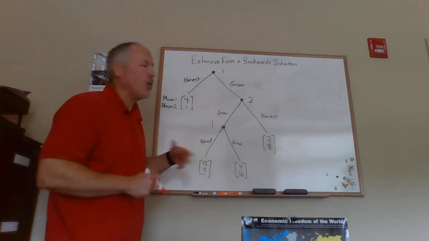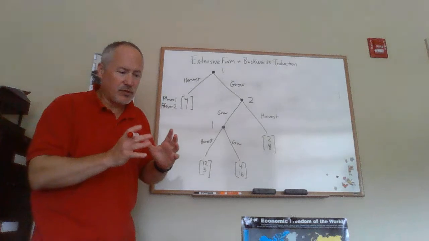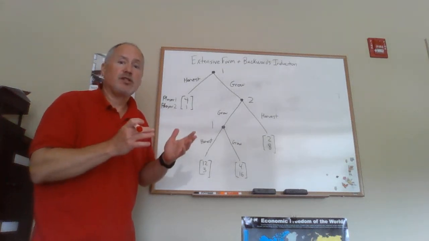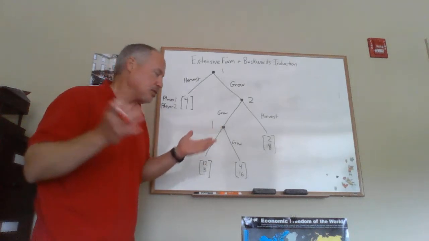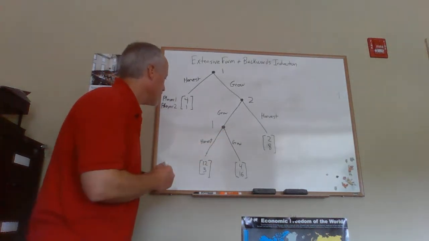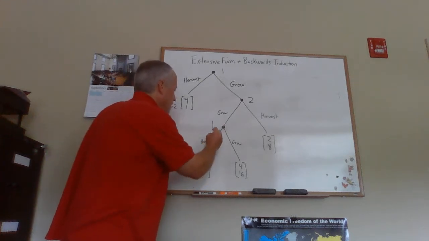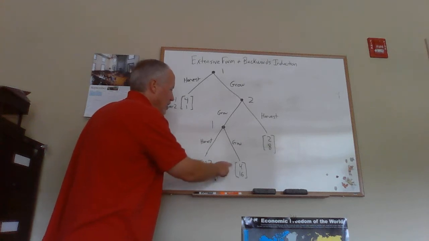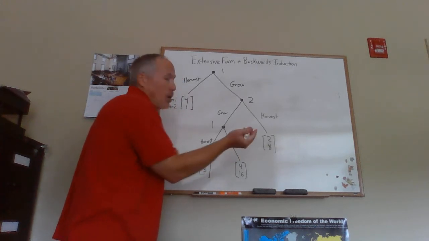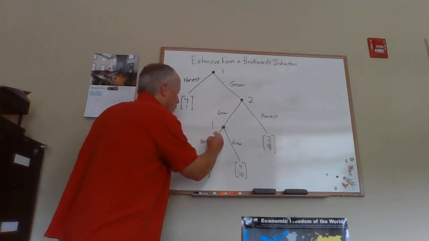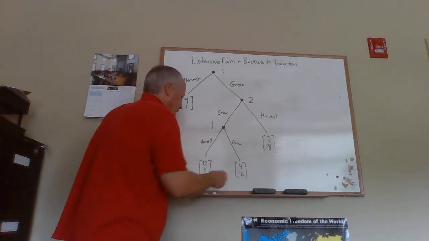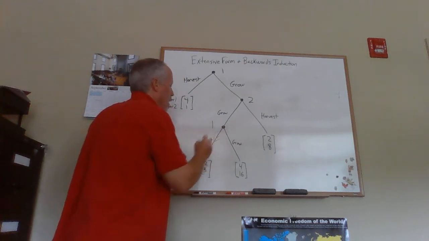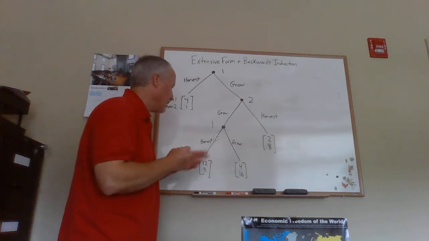If player 1 reaches this node and has to make their second choice in the game, they have a choice between harvest and grow. Now, with backwards induction, we're relatively straightforward because what we're going to apply here is, let's assume that the player chooses the action that gives them the higher payoff. So very straightforward. If player 1 was to get here, then comparing these two options, harvest gives them a payoff of 12, grow gives them a payoff of 4. Well, 12 is bigger than 4, so player 1 would choose harvest.